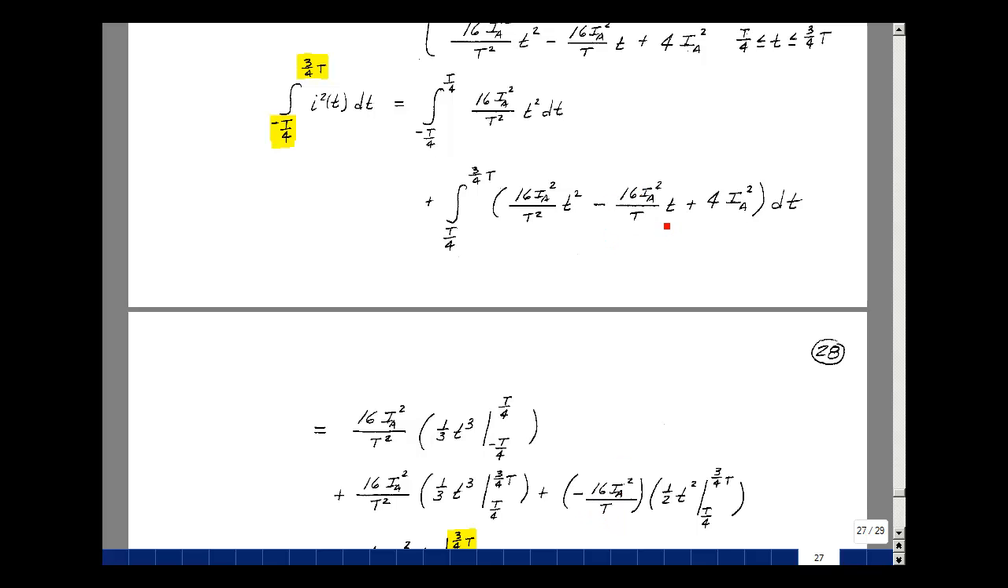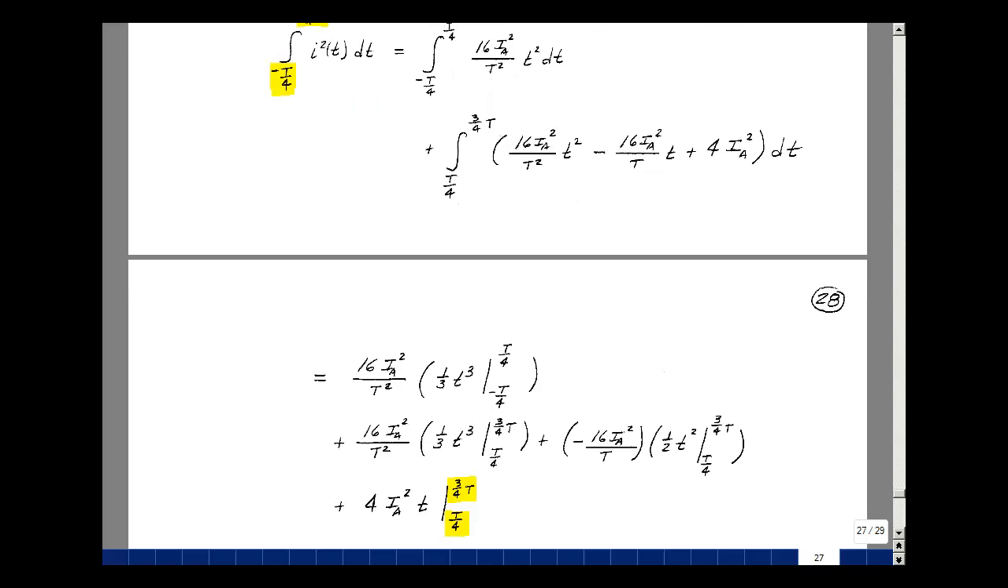And then I've got the integral of just t, that's going to be 1/2 t squared, upper limit minus the lower limit. And lastly, I have the integral of just a constant, which is just going to be that scalar out in front, and the integral of 1 dt is just t, and again we're going to take the upper limit minus the lower limit.